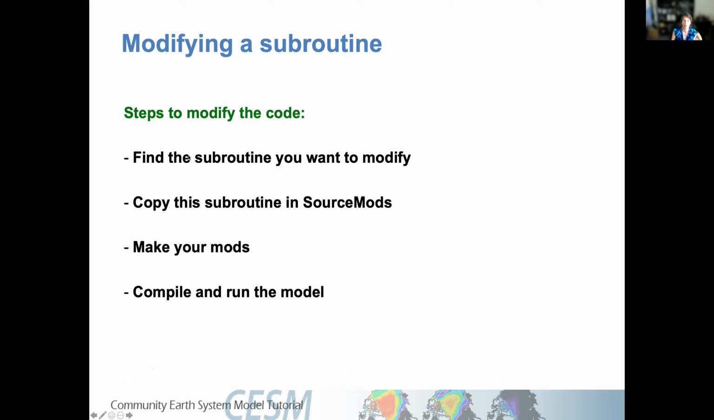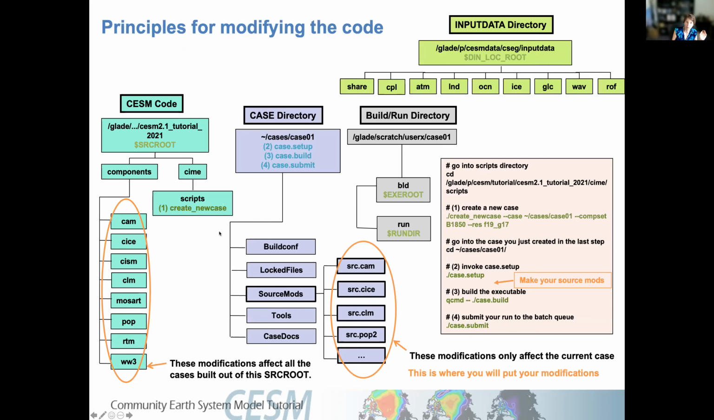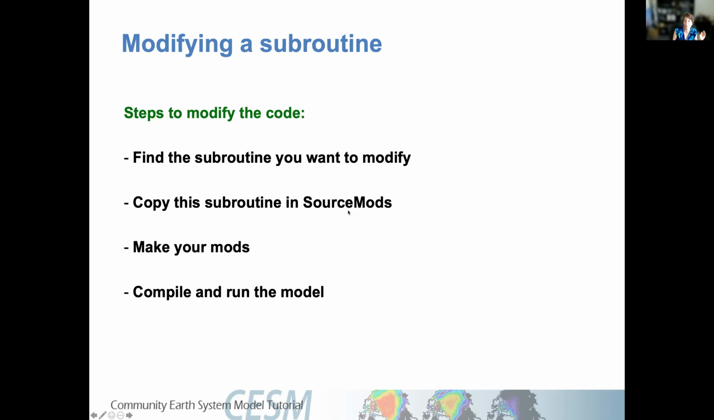Sometimes it's the most difficult step. Then you have to copy this subroutine I was showing you here. This is the CESM, the vanilla code, the virgin code. Then you will take a subroutine from here and copy it into the source mode directory, and you will copy it in the component.